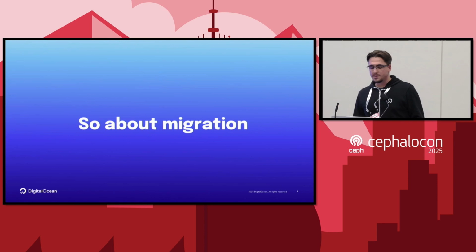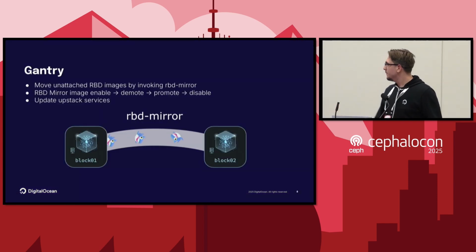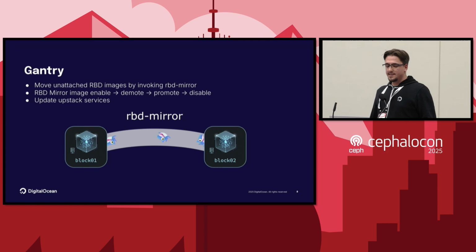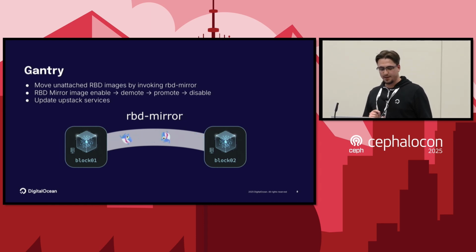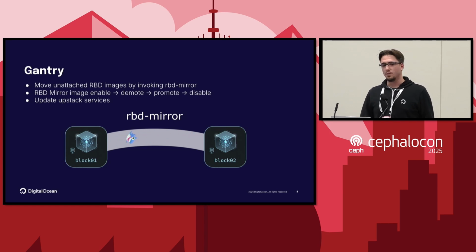So we've come up with some tooling to help us with this. And it started with Gantry. Gantry uses the RBD mirror to do most of its work. It sets up 2 clusters in a region as replication peers, and then enables the per image mirroring option to get the image in the destination caught up. And once it's caught up, it does a demote, it promotes it on the destination, and then disables the mirroring, which clears up the image from the old cluster.